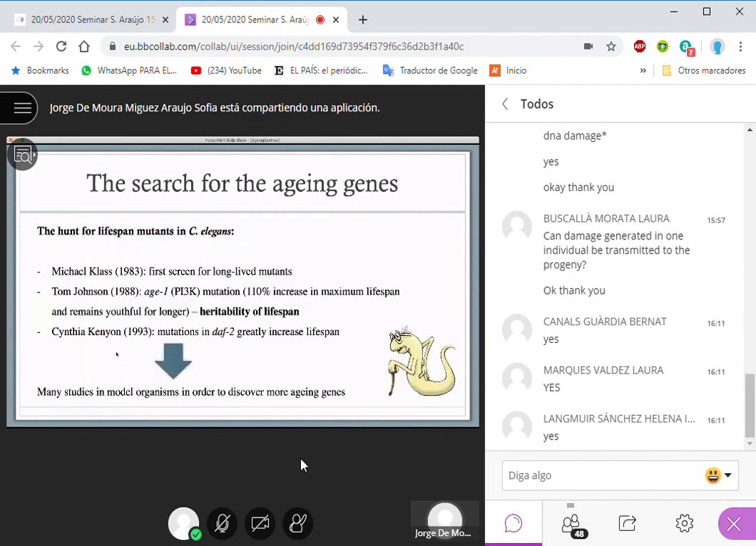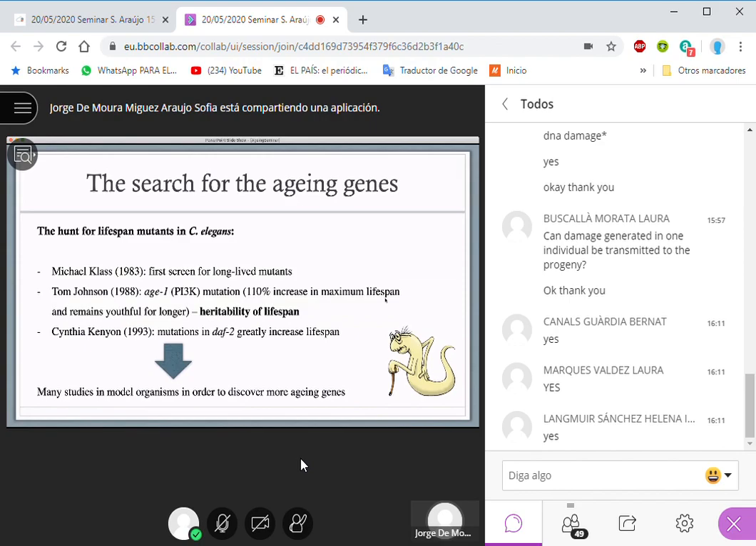Okay, so what are the conclusions in this screen? So the first screen was done with C. elegans, in the lab of Michael Klass, this is his first screen, and then a few years later, they identified age-1, which was one of the mutants that came out of this screen, as a PI3 kinase mutation. If you had a mutation in age-1, these worms would have double lifespan, so they would increase 110% their maximum lifespan.